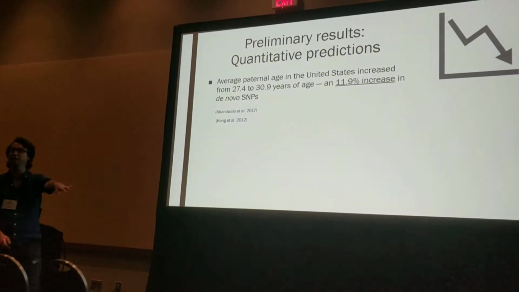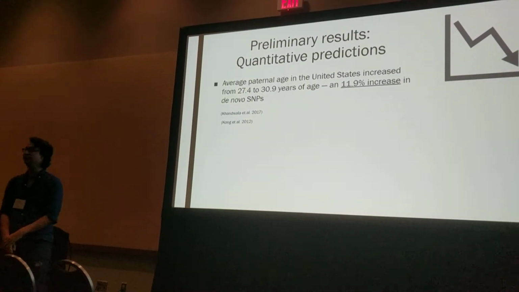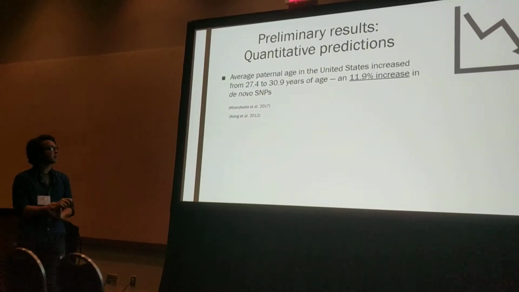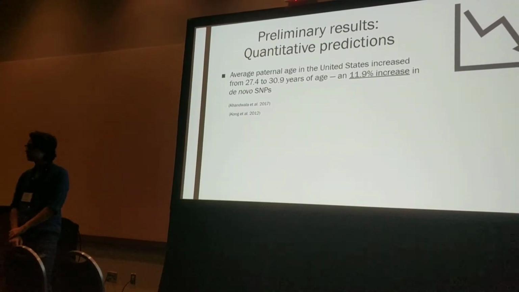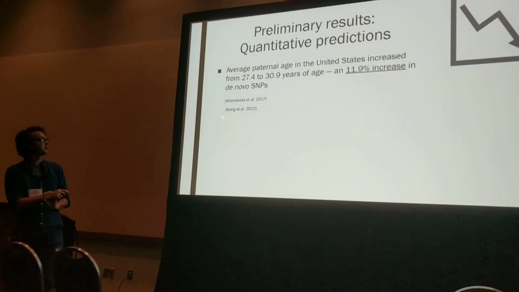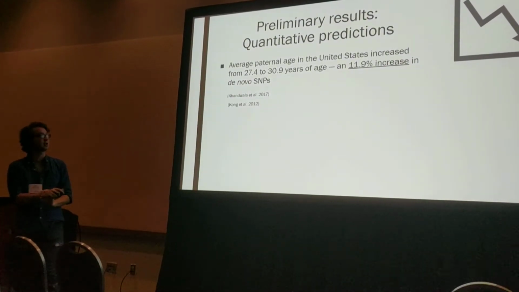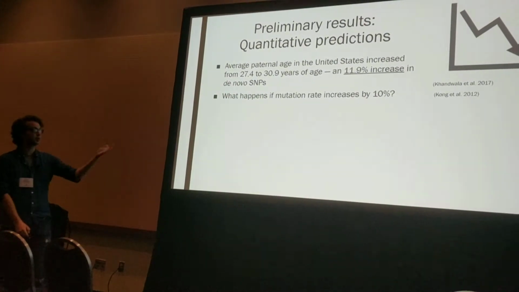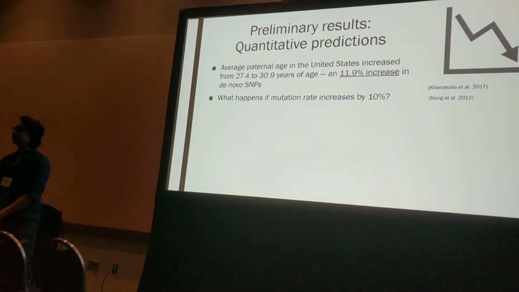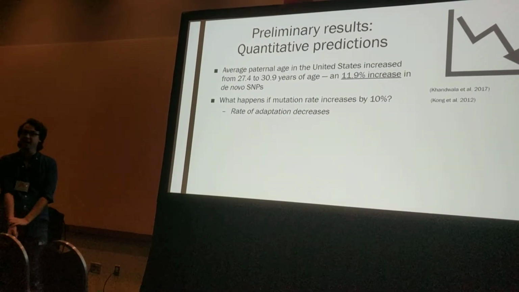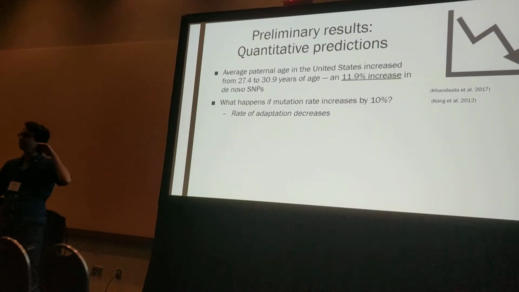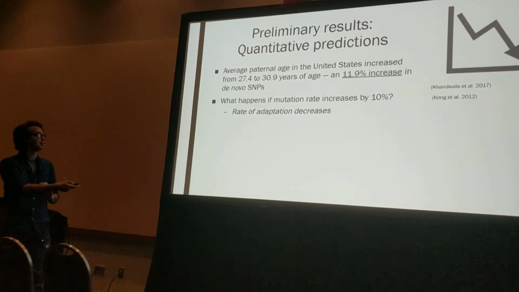All I want to say is I can also make quantitative predictions. So for example, average paternal age in the United States increased by about 3.5 years in the last 30 years or so. And there are some studies to show how much that should increase the rate of mutation to SNPs. So if I were to increase mutation rate by that amount, I could directly predict what would happen. We expect this to just make things way worse. Your rate of adaptation would decrease, your slope would go down.